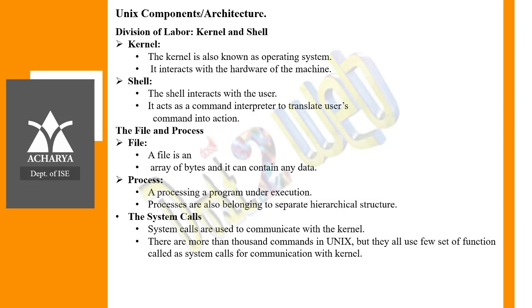Next we have the files and process. A file is an array. What is a file? A file is just information. A file is an array of bytes and it contains any data. It is written in two lines, there is a mistake. Okay, so a file is an array of bytes and it will contain some data.